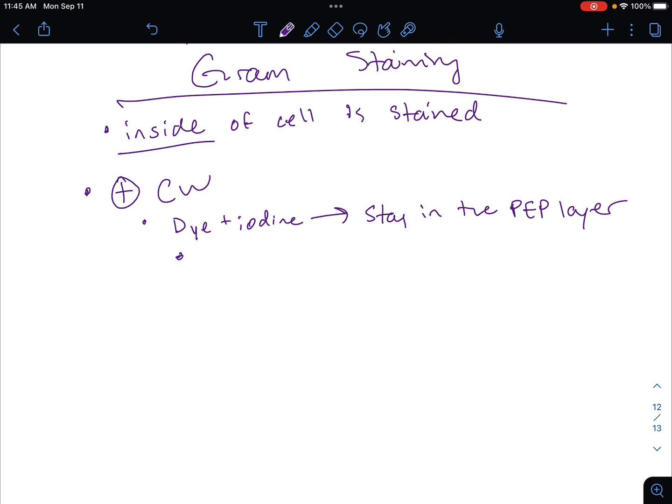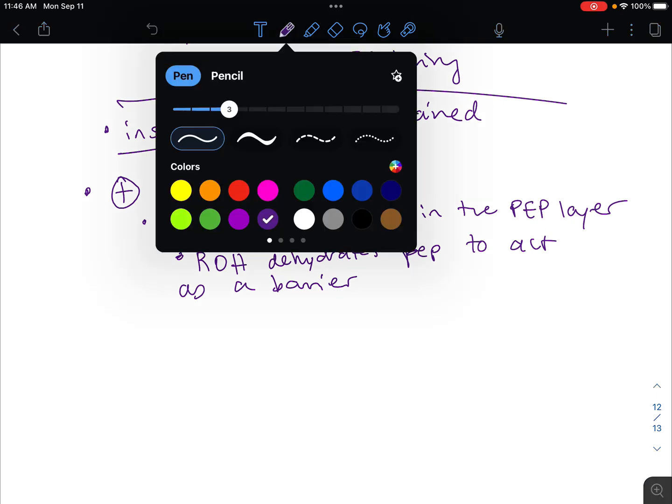The alcohol that is added in the last step, the second to last step I should say, the decolorizer, alcohol will dehydrate the thick peptidoglycan layer, so it acts as a barrier. So now that dye is going to be stuck inside the cell. Not in its wall, but in the cell itself. That alcohol dehydrating the peptidoglycan layer really keeps it in there.